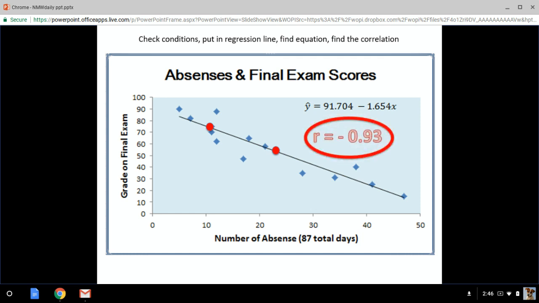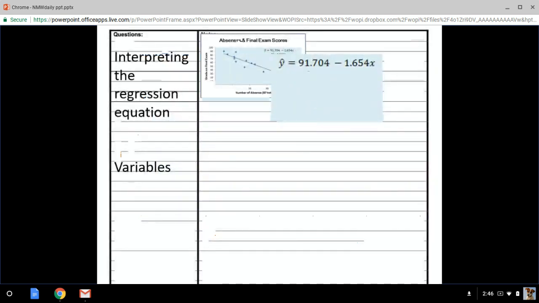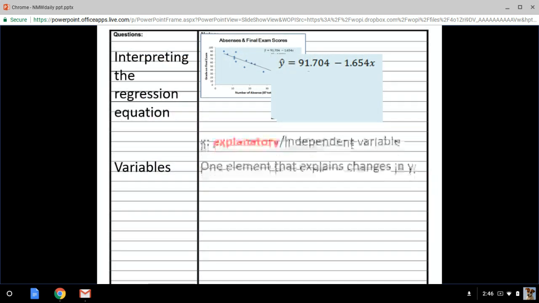Also, it's important that we know that r is negative 0.93. And that should make sense because this is a mostly linear situation. Also, it should make sense that it's negative because our points are going down. Okay, so let's interpret this and talk about what these values mean.